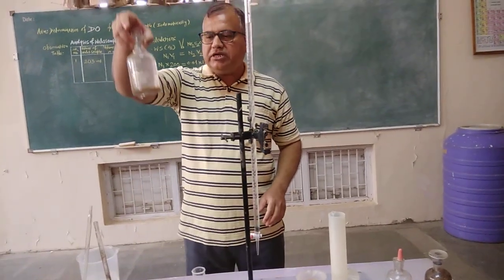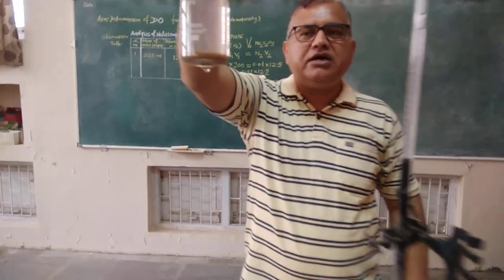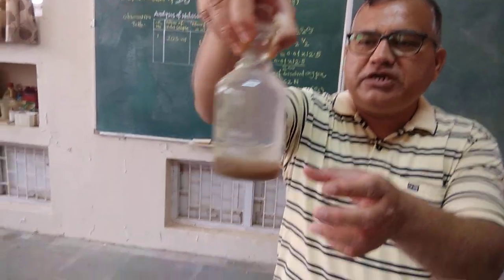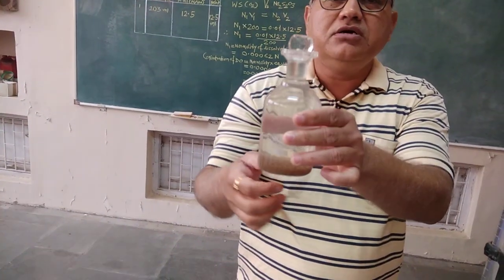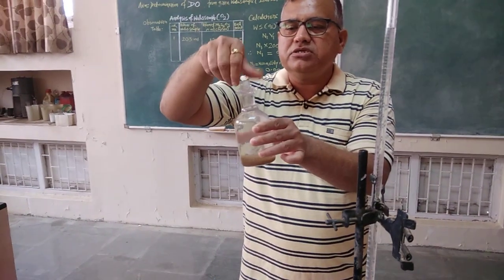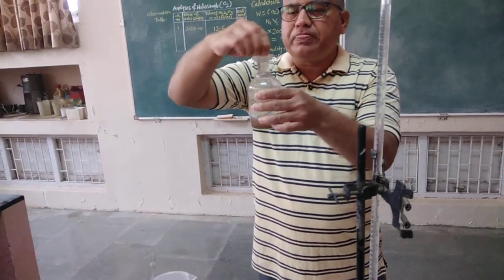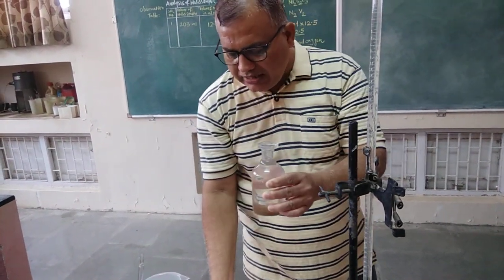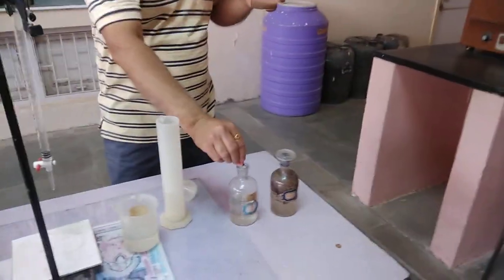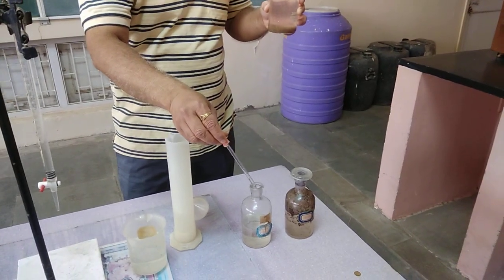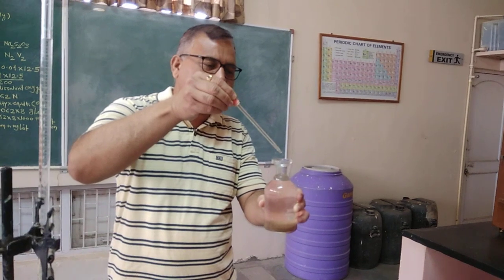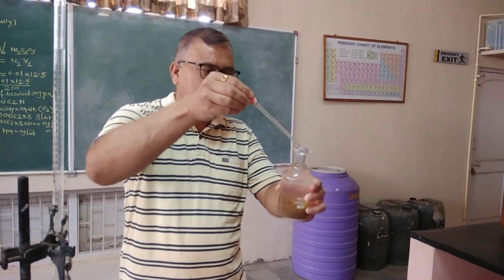Now after 2 minutes, see, this is the basic manganic hydroxide or basic manganic oxide. This precipitate is formed inside the bottle now. Now what is the next step in the procedure? You remove this stopper, and then you add a few drops of concentrated H2SO4. You add 7 to 8 drops of concentrated H2SO4: 1, 2, 3, 4, 5, 6, 7, 8, like this.